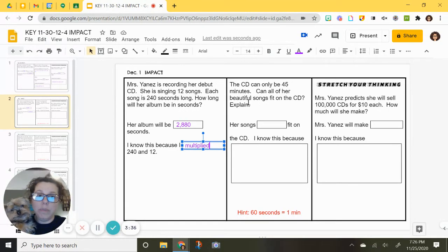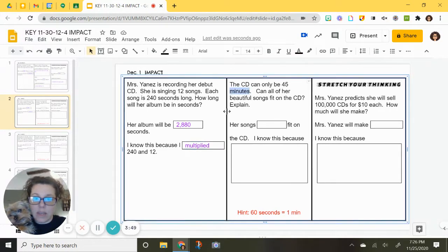Okay. The CD can only be 45 minutes. Can all of her beautiful songs fit on the CD? Explain. Okay. So there's a hint down here that says there are 60 seconds in 1 minute. What I'm noticing right away is that this says minutes and this says seconds.